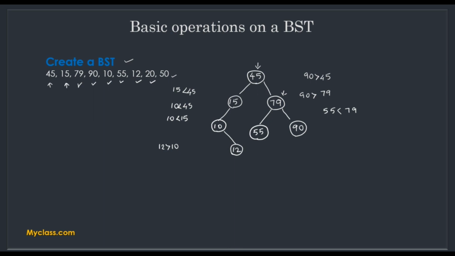Then 20. 20 is less than 45, so we have reached here. Then 15. 20 is greater than 15, so we travel to the right side, but it is null. So we can insert 20 as the right child of 15.